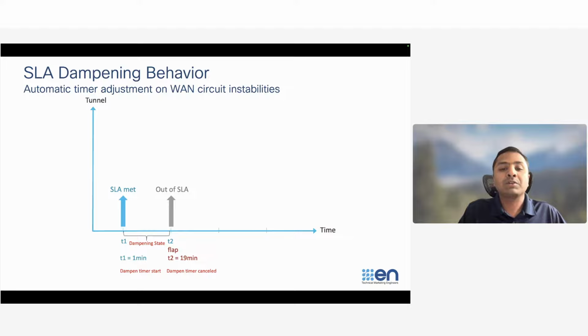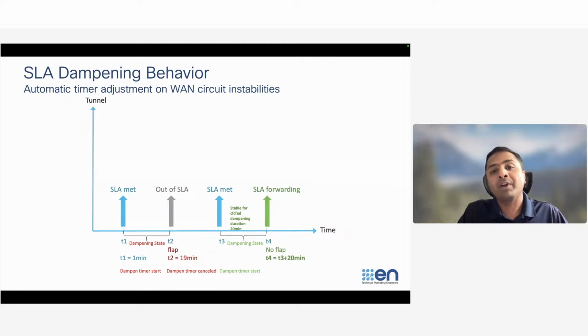So again, we will just monitor it. And let's say at time T3, the tunnel starts to meet SLA. Again, we start the dampening timer. And this time, let's say the tunnel keeps meeting SLA until the end of the dampening duration, which is 20 minutes. Then we know that the circuit has been stable. The tunnel will be put into forwarding. Now it can forward the application traffic through that tunnel. So that's how the dampening automatically gets done in this enhanced application aware routing.